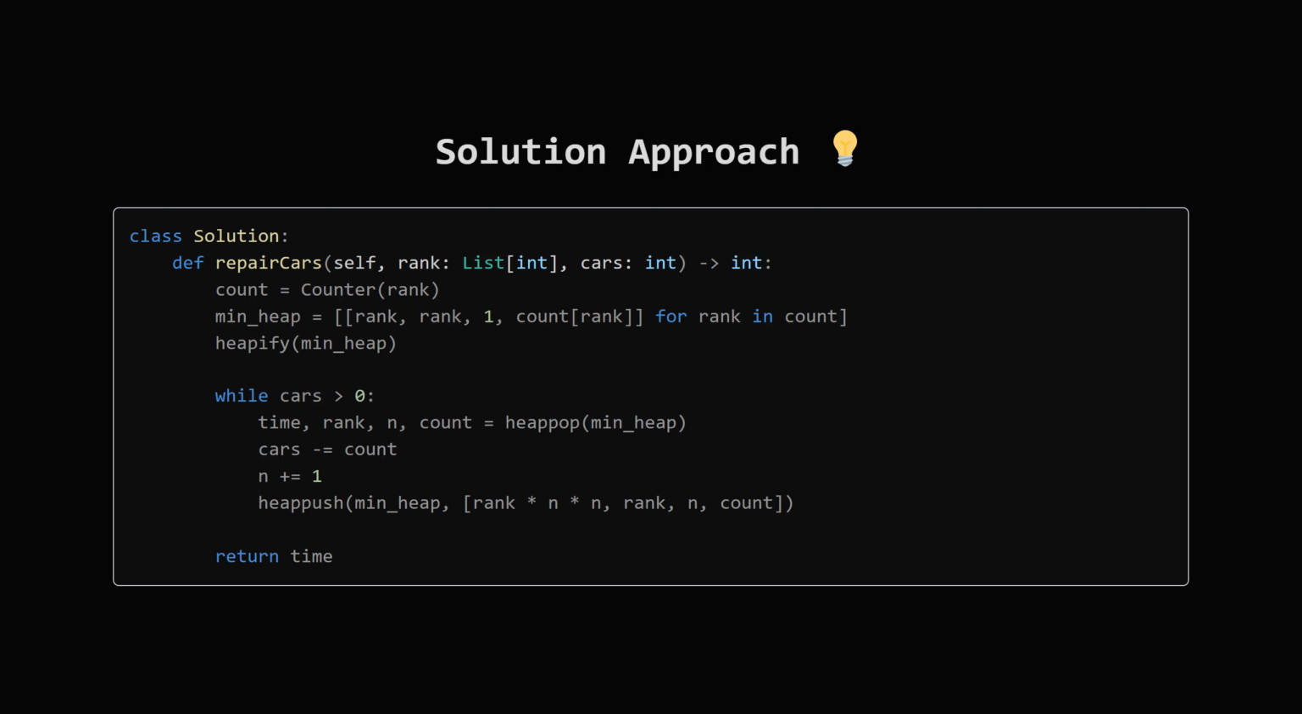We keep popping the mechanic with the smallest repair time, decrement the number of cars left to repair, and then push the mechanic back onto the heap with an updated time based on how many cars they've now fixed. We do this until all cars are repaired. The time variable from the last popped mechanic will be the minimum time. The time complexity is O(n log m), where n is the number of cars and m is the number of mechanics, because inserting and removing from a heap is log m, and you have to do it n times for n cars.